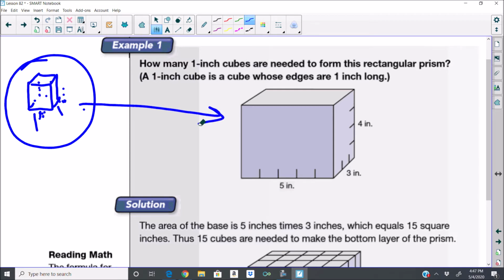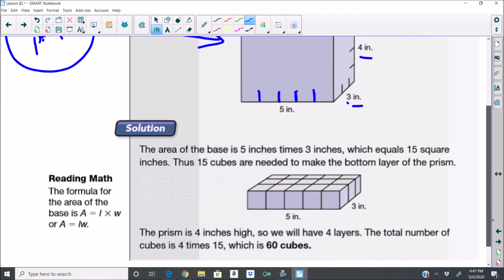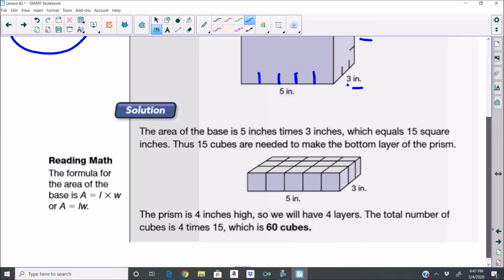Well, if one of the sides is 5 inches, you kind of see where the little tick marks are here. So you could fit 5 of the width of those little blocks in there, 3 on this side, 4 on this side. The area of the base is 5 inches by 3 inches. We've kind of done that with area when we found the area of a rectangle, not a rectangular prism. So that would equal 15 square inches.